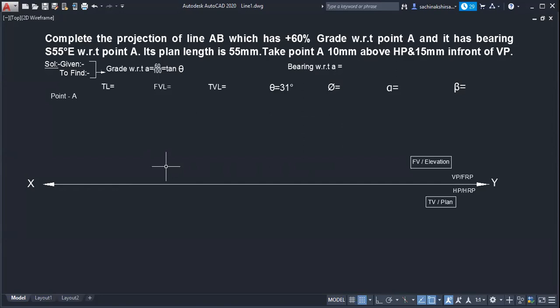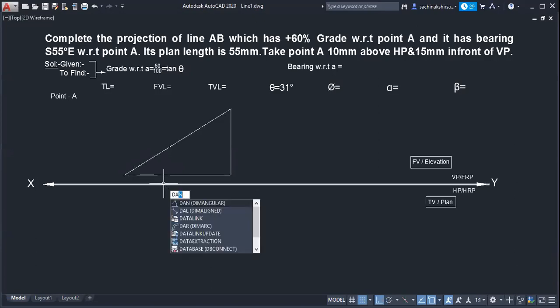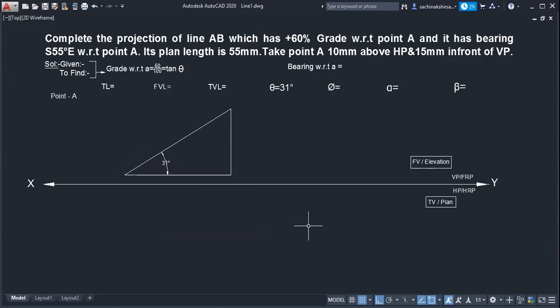So take the horizontal distance, how much is it? 100. Then vertically you can take 60, and join this. You can measure the angle here. So this angle will be something like this. How much is it coming? 31. Draw a horizontal line of 100, a vertical of 60, join here and here, and measure the angle. How much does it come?